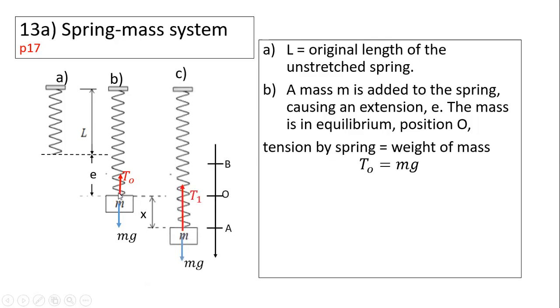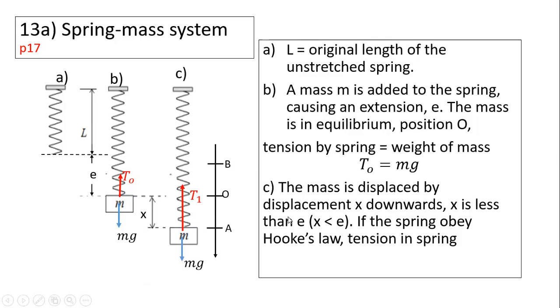We can take that as our reference point, the top of the mass, 0. And then we pull it down by displacement x. The mass is displaced by displacement x downwards. x is less than e, because our x has to vibrate up to here. It cannot go over there. Over there is normal tension, so we cannot use that simple harmonic motion here. So your x has to be less than e so it can vibrate less than that distance.